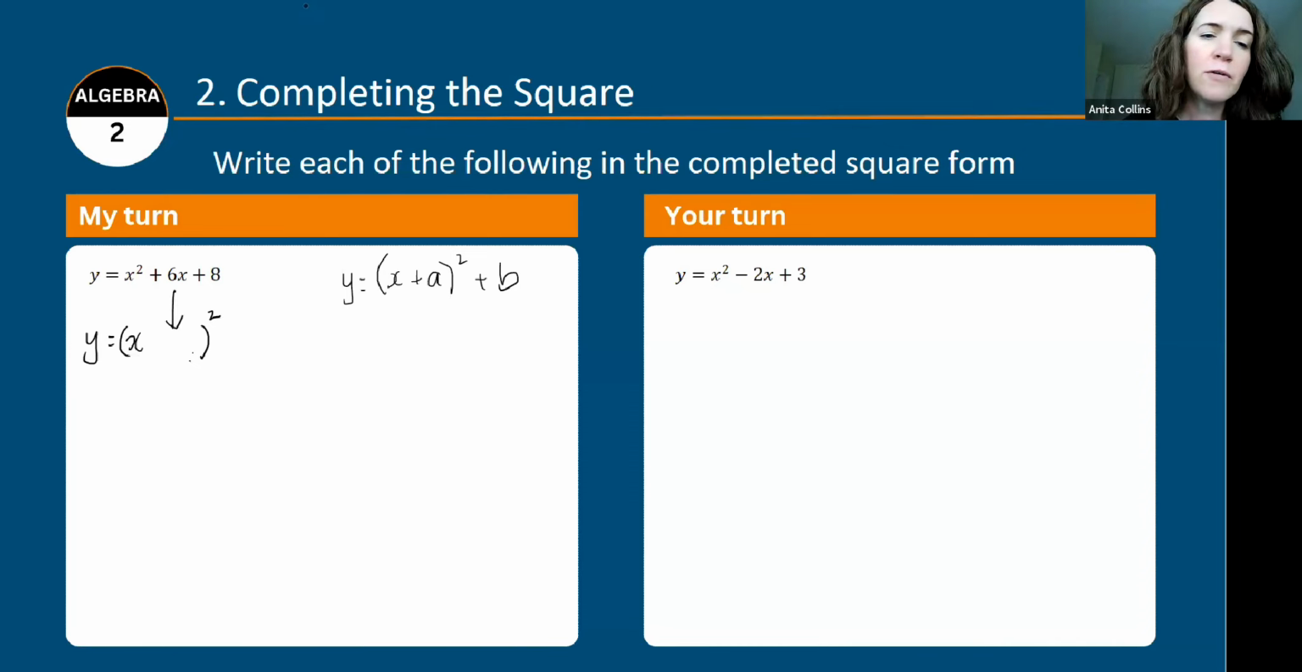Half the coefficient of x, minus the square, then the constant.